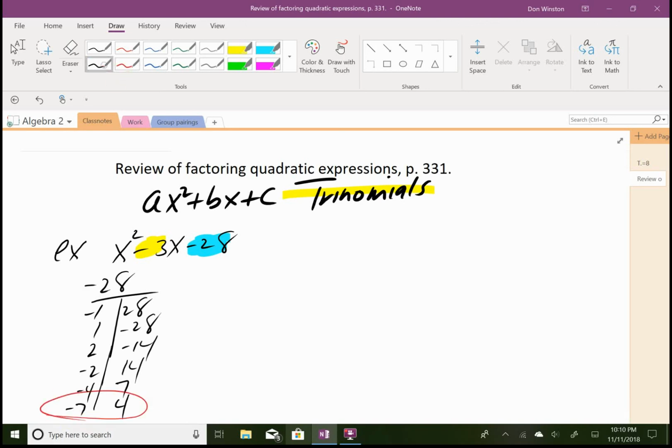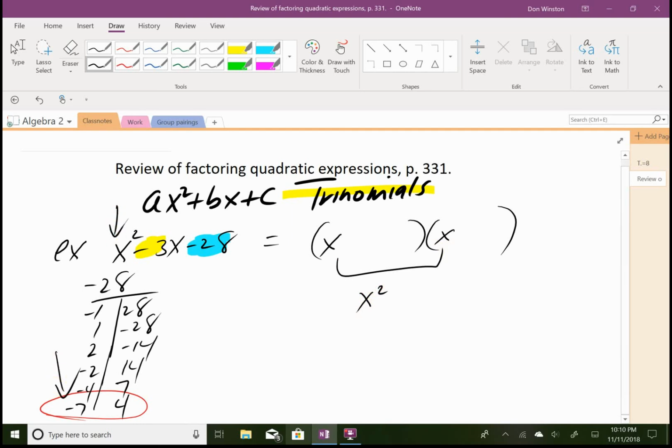Okay, so when I go to factor x squared minus 3x minus 28, I'll factor it as a product of two binomials. Here's my x, and there's my x. That gives me x squared, that term there. And then I have a negative 7 and a positive 4.